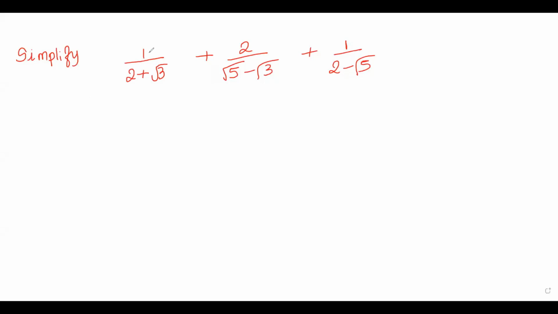Simplify 1 by 2 plus root 3 plus 2 by root 5 minus root 3 plus 1 by 2 minus root 5. We are having three terms. We have to rationalize them separately. Let's start.